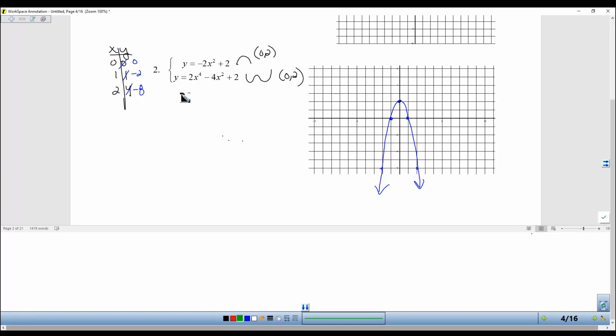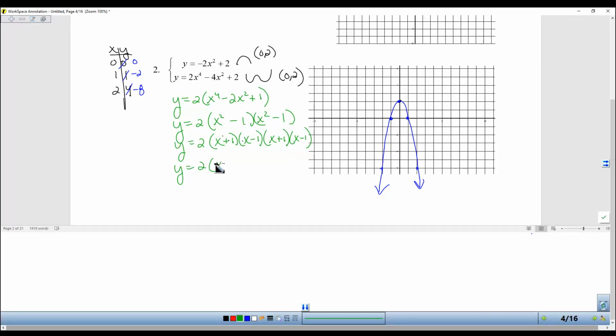And then my other one is, like I said, quartic. So I can factor it. I'm going to take out the 2: x to the 4th minus 2x squared plus 1. And it has something that we call quadratic form. So it's still factorable if you just think of these both as x squared and x squared rather than x and x. And then it's minus 1 and minus 1. So I get 2 times x plus 1, x minus 1, x plus 1, x minus 1. And you may remember that whenever you have a 0 that repeats, then it bounces at that point.